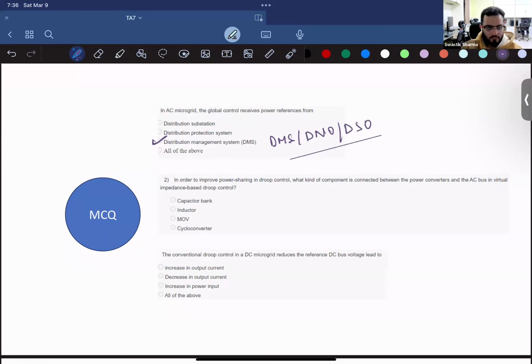So this applies to them. Second, in order to improve power sharing in group control, what kind of component is connected between the power converters and the AC bus in virtual impedance based group control? I discussed this topic at length, so I want someone to respond.